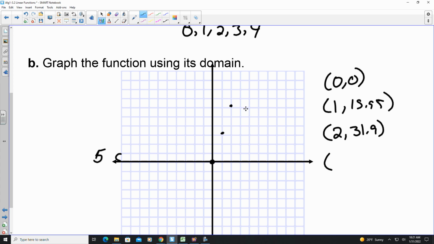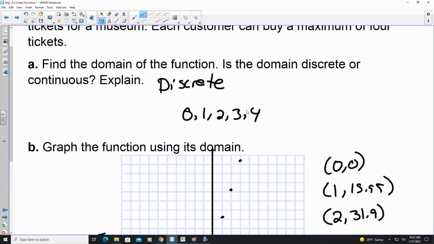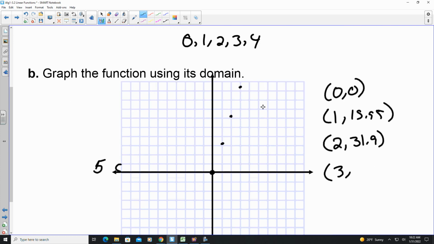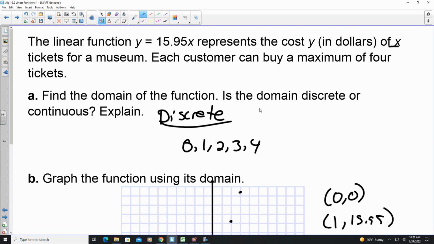And I'll do one more, 3 times 15.95. So it's 47.95. So it's 5, 10, 15, 20, 25, 30, 35, 40, 45. So I'll say it's right about there. And you can tell that if I were to take a straight edge, all of those points would connect. So it shows that it's linear, but because I stated that it was discrete, I'm just going to leave it as the points. Because again, you can't buy a fraction of a ticket.